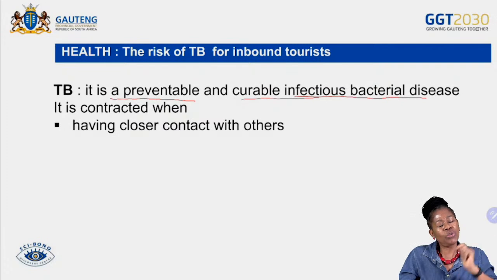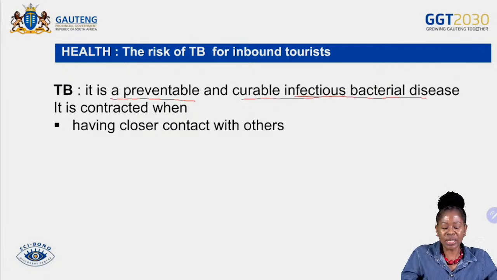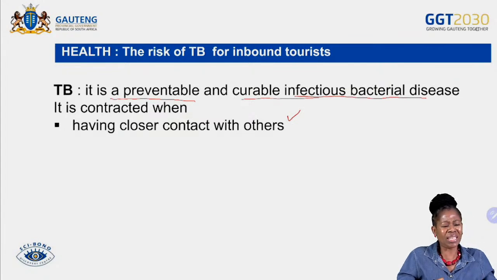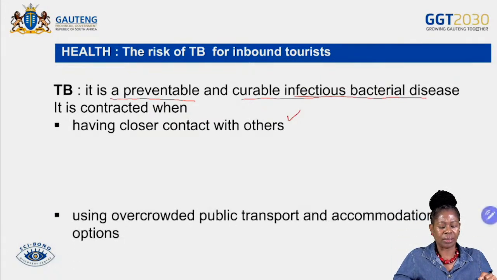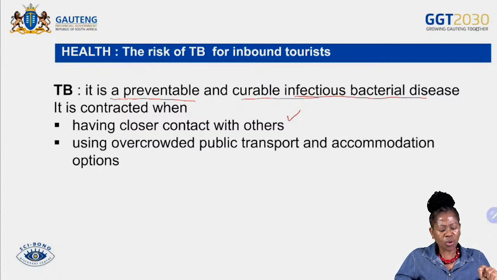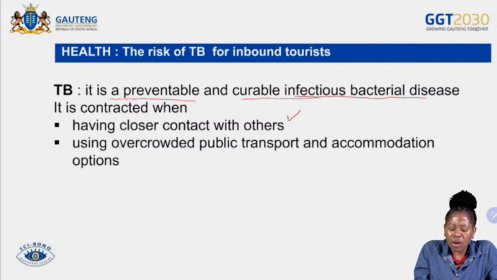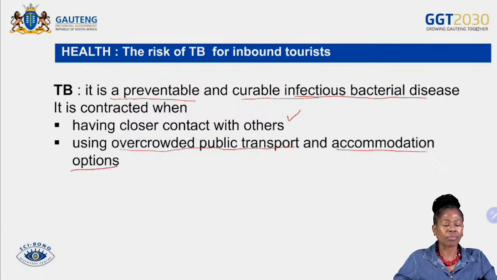And then how do you get TB? We say having closer contact with others. You won't be in isolation. You won't travel alone. One way or the other, you will be in close contact with other people. And then also, how do you get TB? They say using overcrowded public transport and accommodation options.